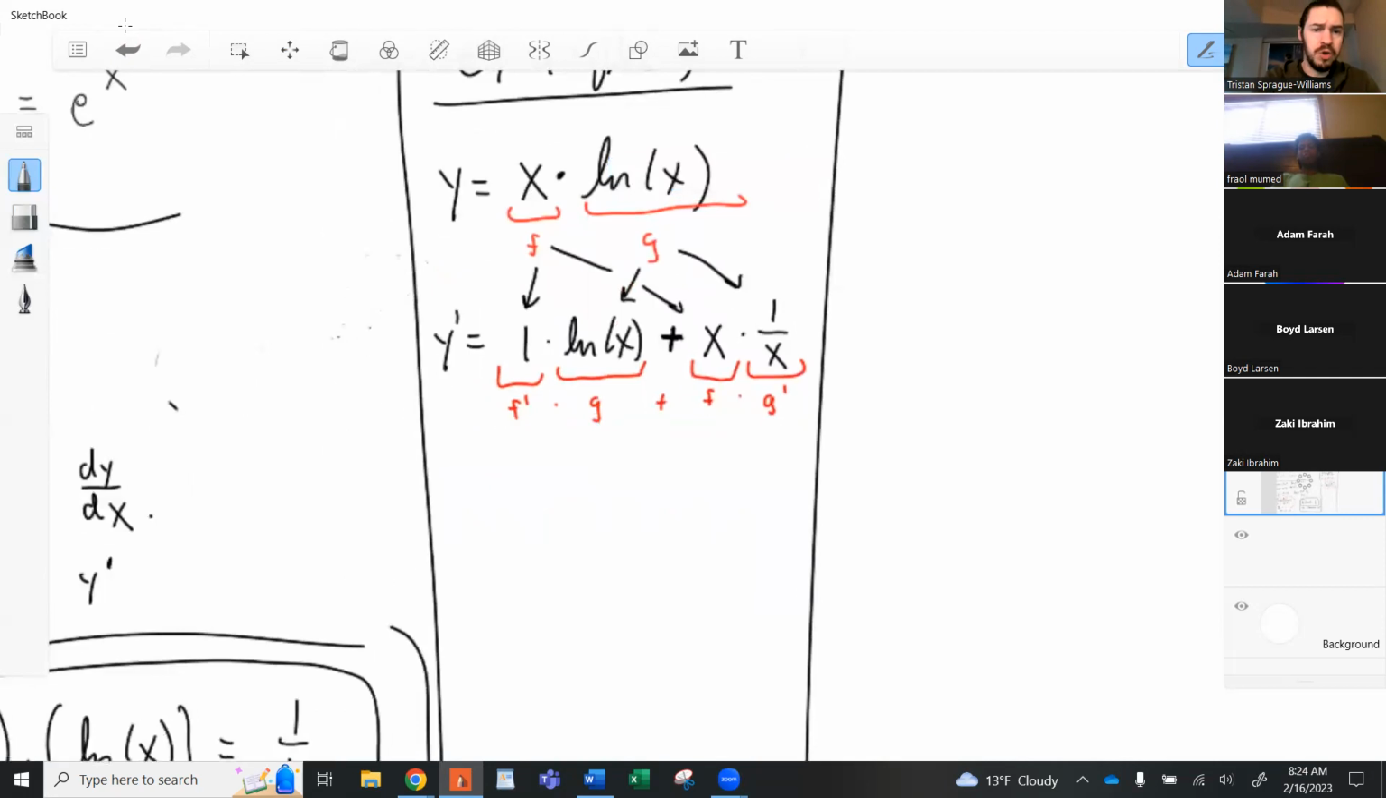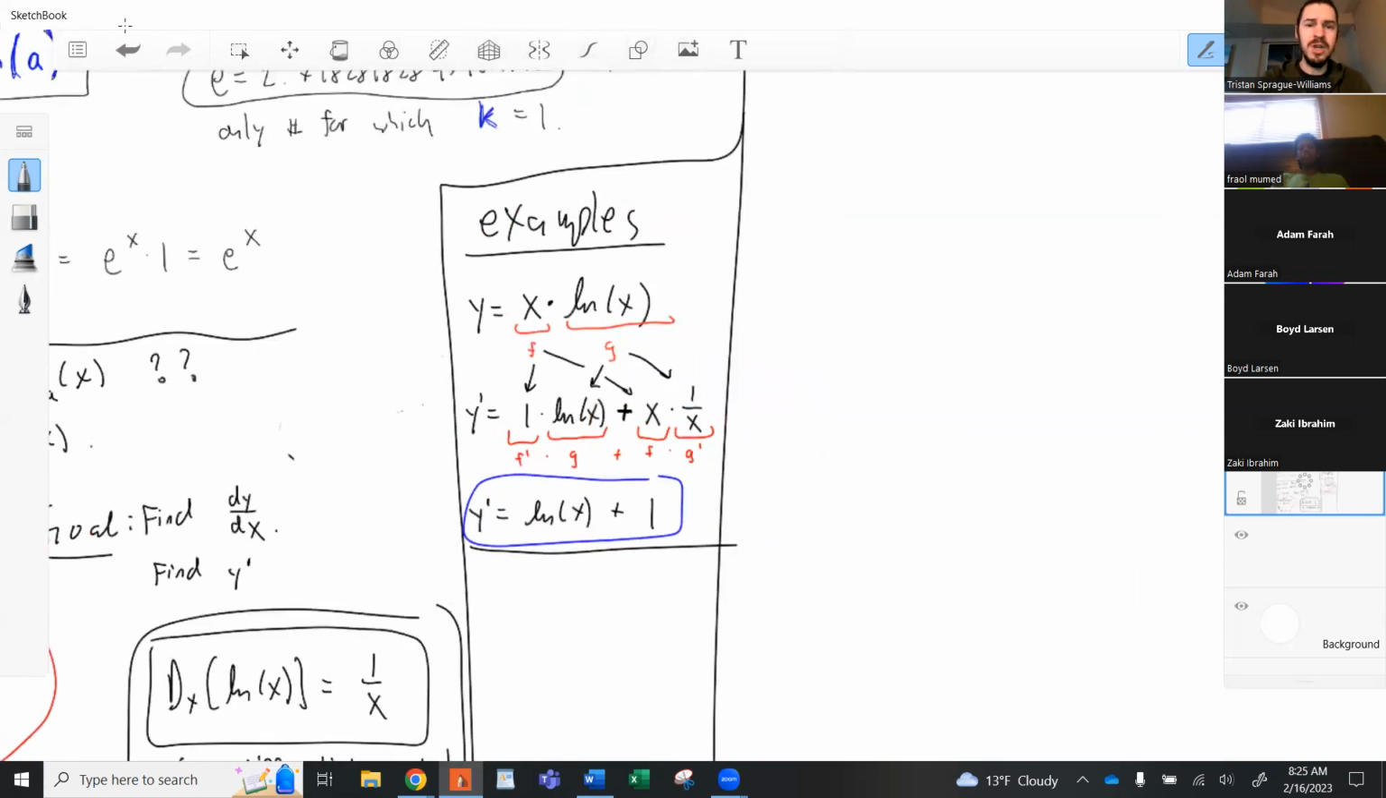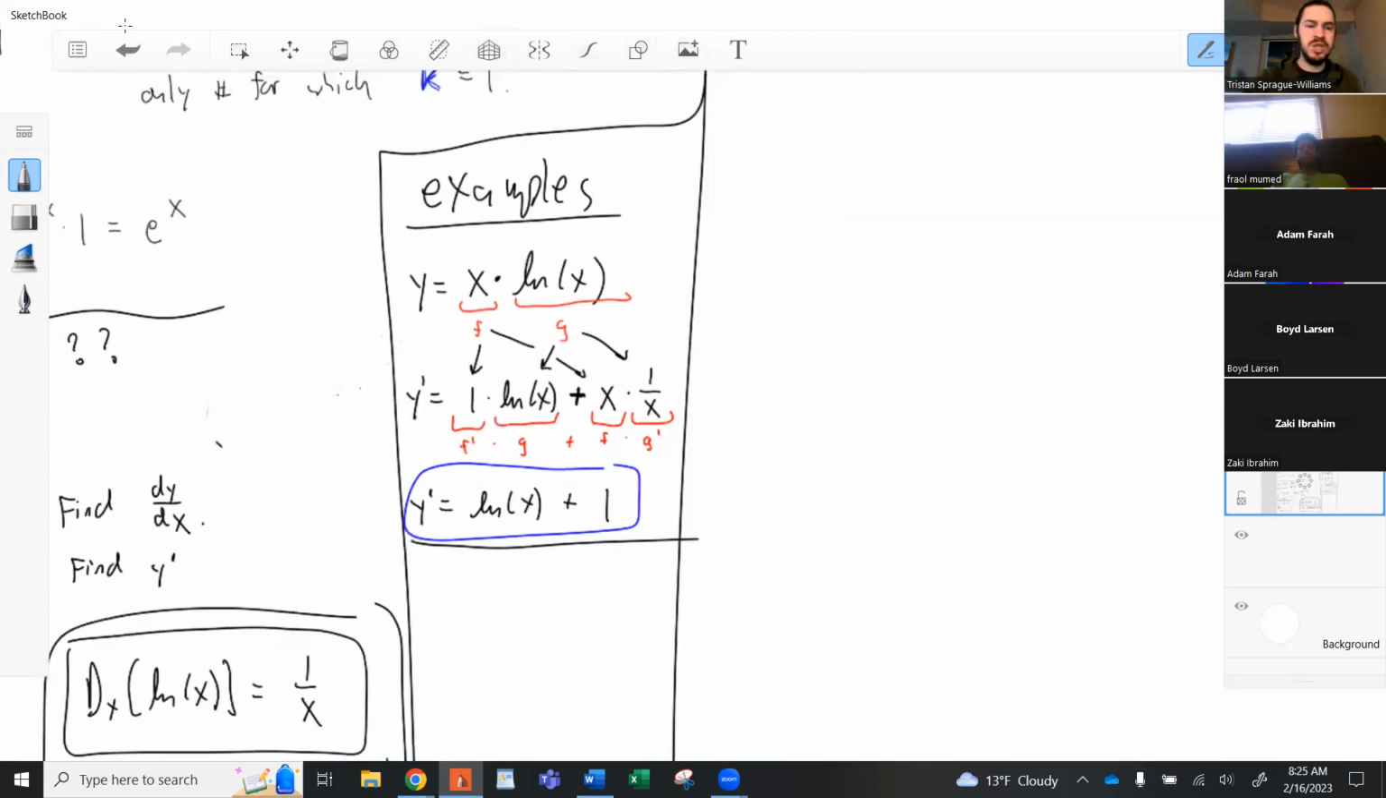Okay, so the derivative of x times ln of x is 1 times the natural log of x, plus x times 1 over x. And this just simplifies, doesn't it? X times 1 over x is just 1. So there's a derivative of a function using our new differentiation rule.